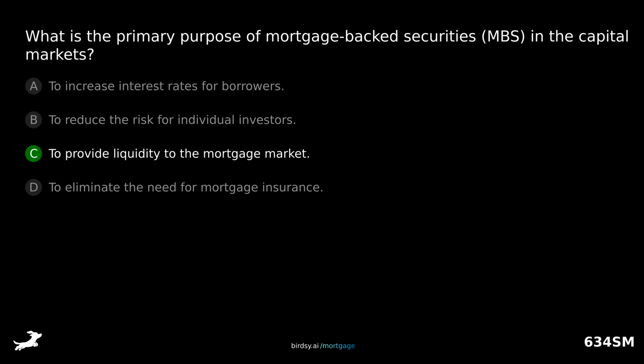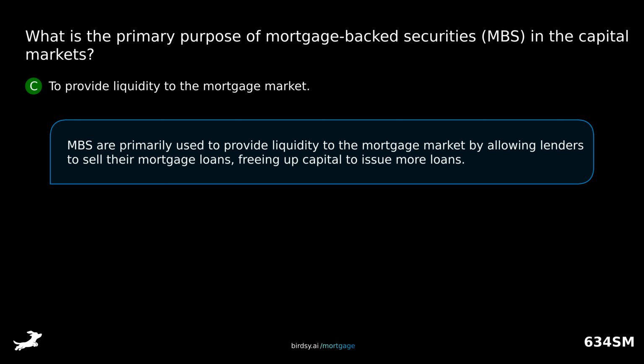The answer is C, to provide liquidity to the mortgage market. MBS are primarily used to provide liquidity to the mortgage market by allowing lenders to sell their mortgage loans, freeing up capital to issue more loans.